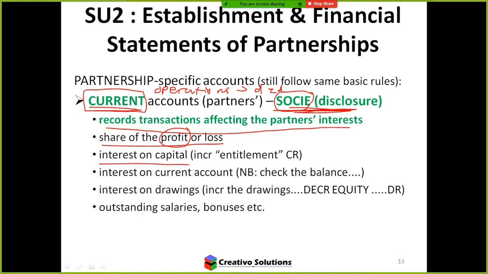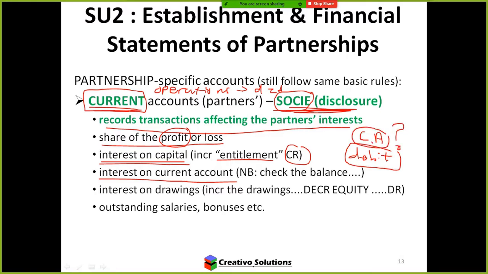Interest. If the partner is going to earn interest on their capital, that interest on capital is going to increase their entitlement. So it's going to increase their current accounts. If you have interest on current account, again, depending on what balance this has, can you have a debit balance for a current account? What do you think? Is that possible?